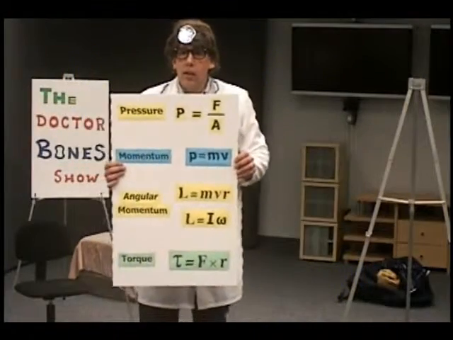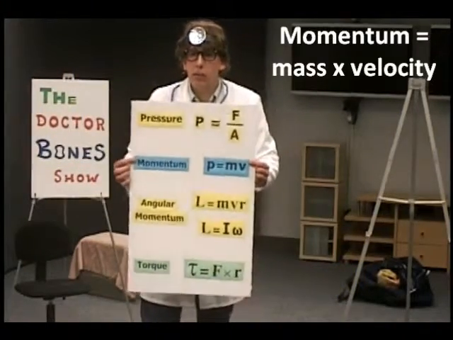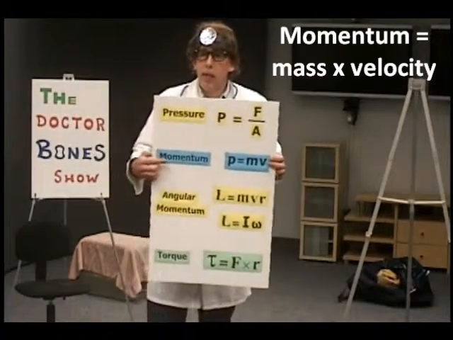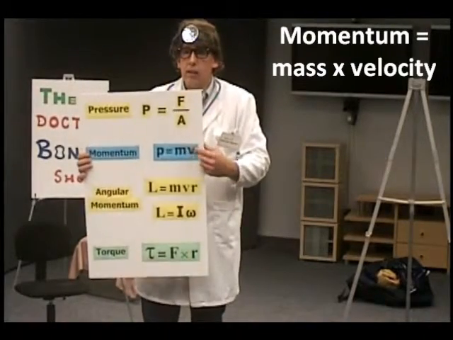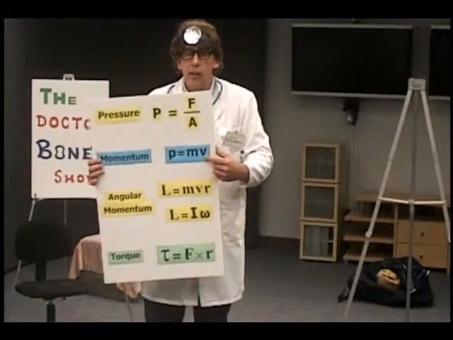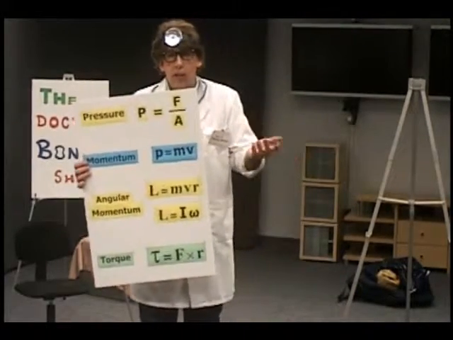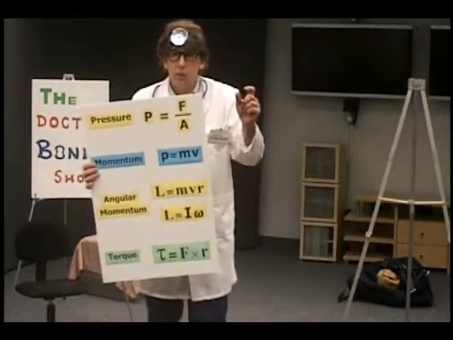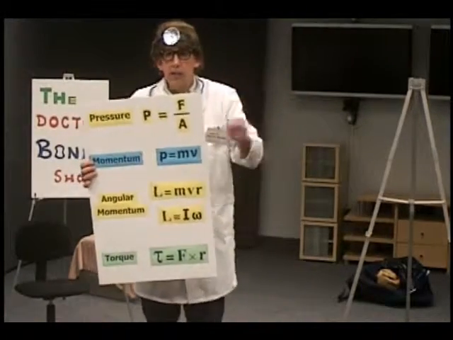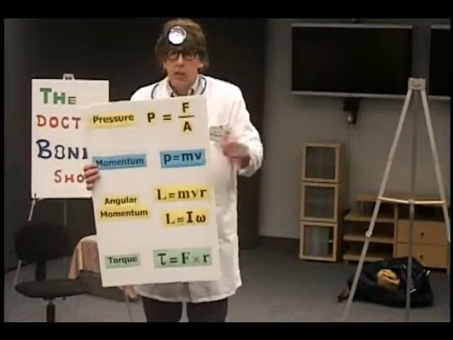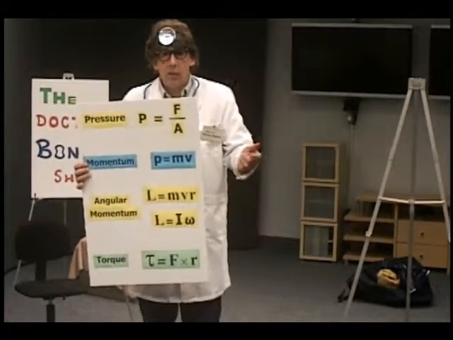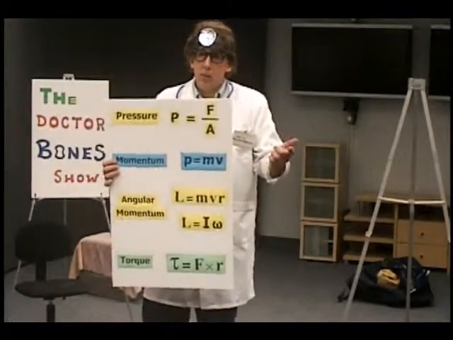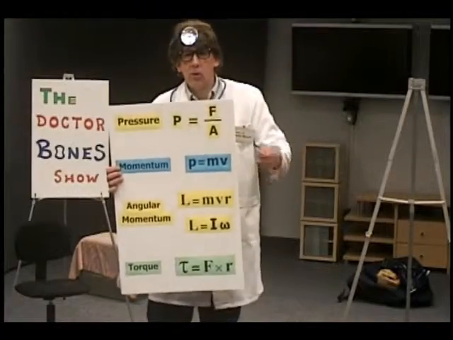I wanted to talk a little bit about momentum. Momentum is a mass times a velocity, right? So mass times a velocity. If you have a big mass, you've got a lot of momentum. If you've got a big velocity, you've got a lot of momentum. So a small particle moving really fast has a lot of momentum. A big particle moving really slow has a lot of momentum too, and a big particle moving really fast has a tremendous amount of momentum.